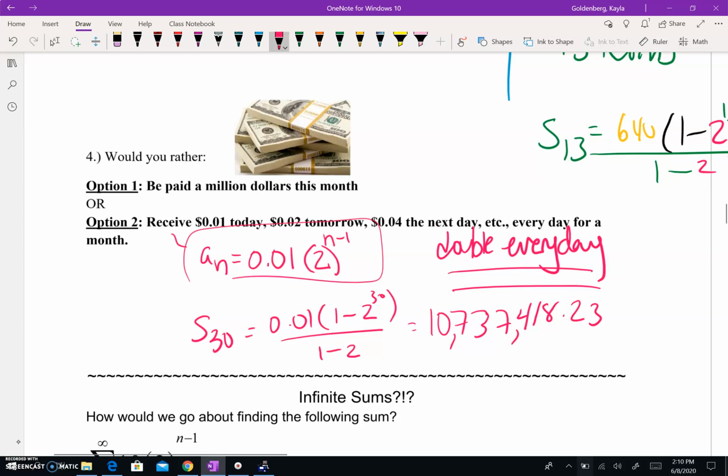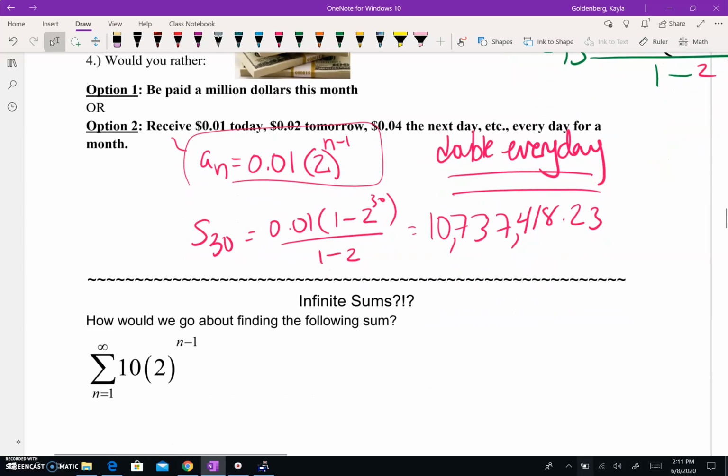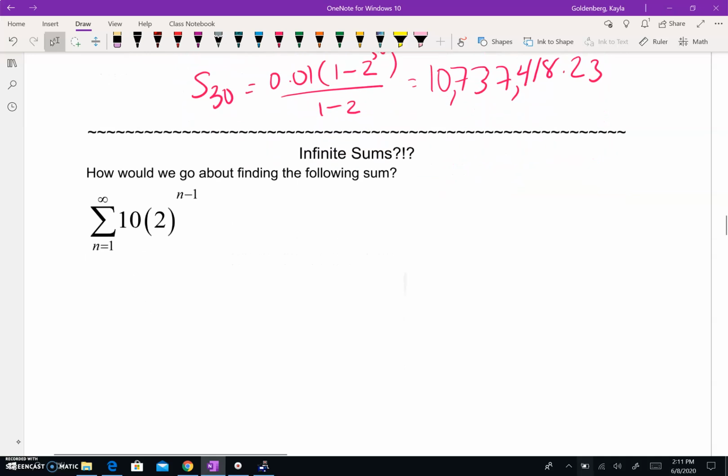Plugging everything into your formula, I'm just going to assume, let's say a month is 30 days, because most months are 30 or 31. So I'm kind of lowballing it just to make sure that we're looking at the lower end of the spectrum to see if it will beat $1 million. And it most definitely does. We get to a sum of about $10.7 million after 30 days of adding all that money together. So kind of a fun real world example.